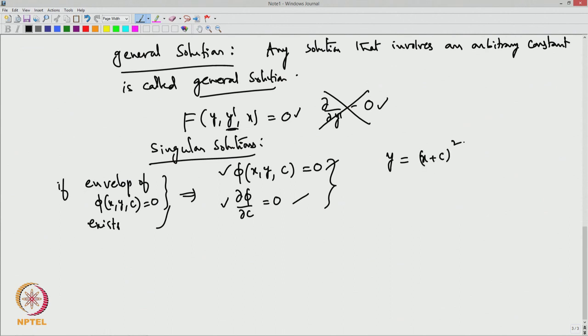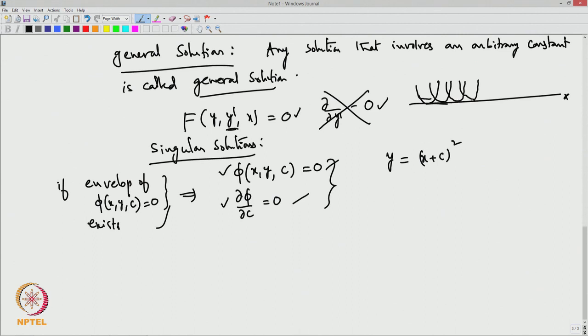A simple example is y equal to (x plus c) whole square. I'll give you an idea what the envelope is. You see, these are simple parabolas parallel to the x-axis, just touching the x-axis. This is your x-axis, like this. Any envelope is a curve that at every point will touch one of the solution curves, for a certain c value.